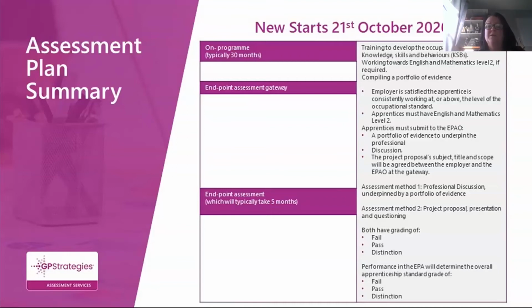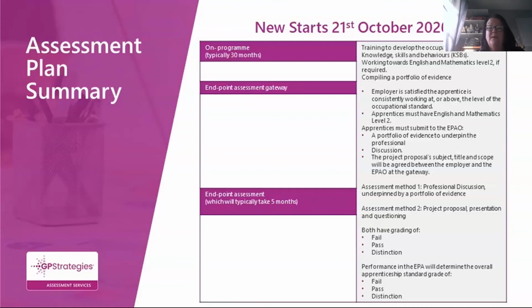The apprentices must have achieved their English and maths at level 2. Also at Gateway, you must submit to your endpoint assessment organisation the portfolio of evidence, because that will underpin the professional discussion, and a project proposal, which is a subject, title and scope. That is to be agreed between the employer and the EPA at Gateway, so that has to be signed off. But again, I will be going into that in more detail.